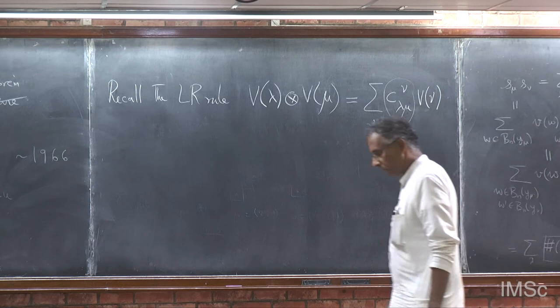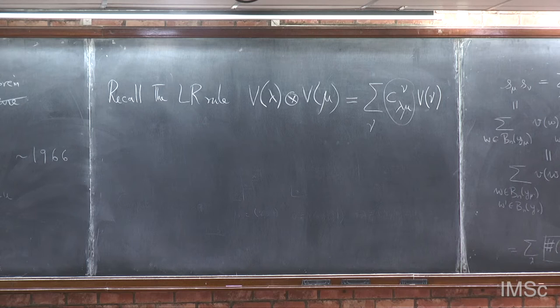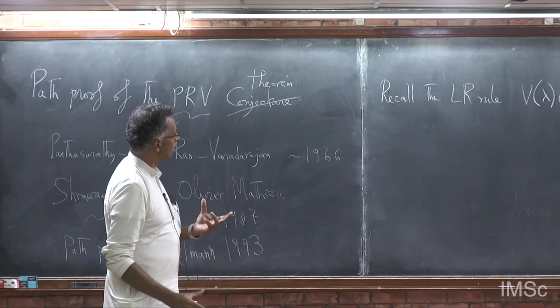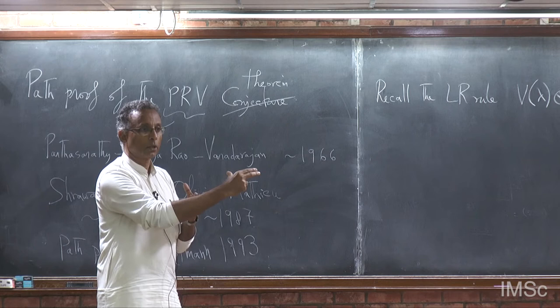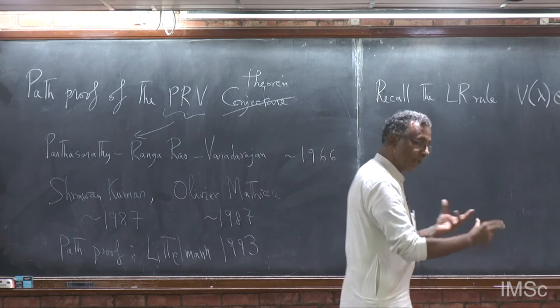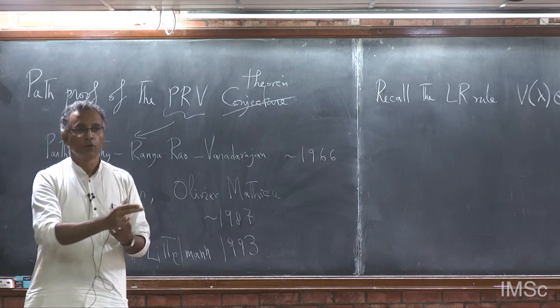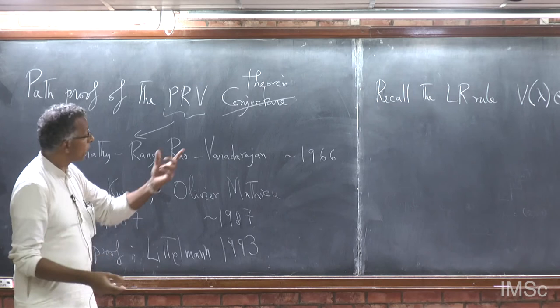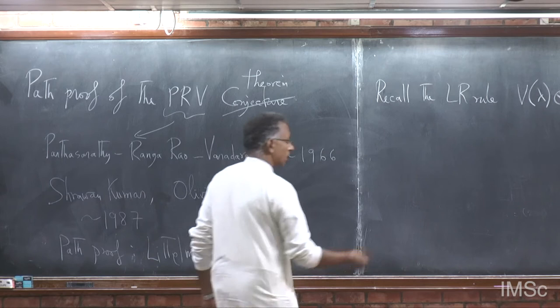So what you do is, you have the Yamanouchi words for lambda and mu, right? So you fix, let me try to get this right. So suppose I want nu, right? So I want C lambda mu nu. What does this count? Let me write it and correct me if I don't get this right.